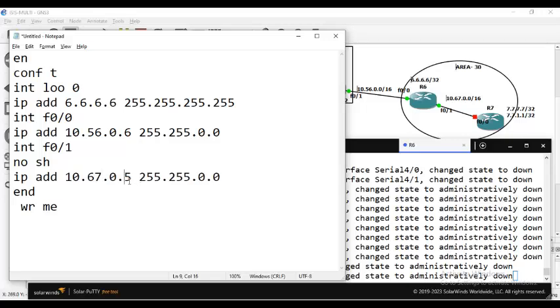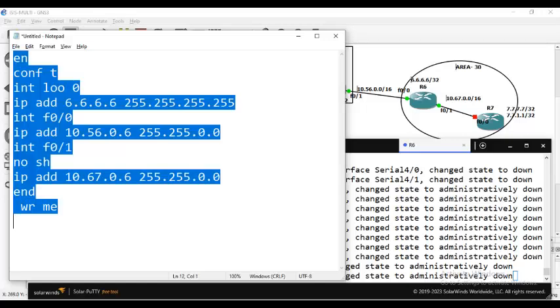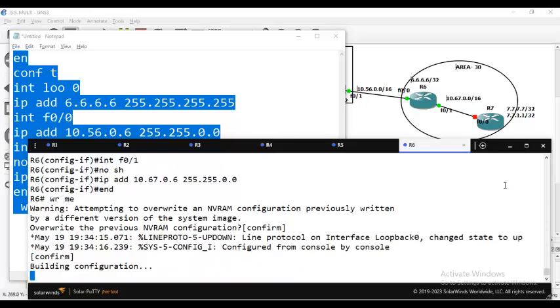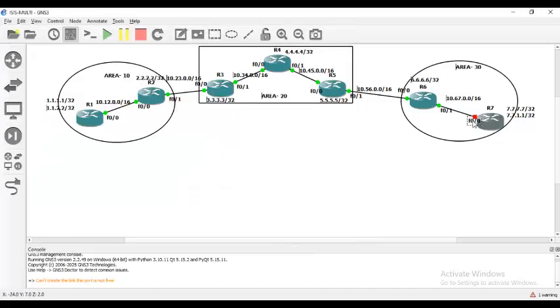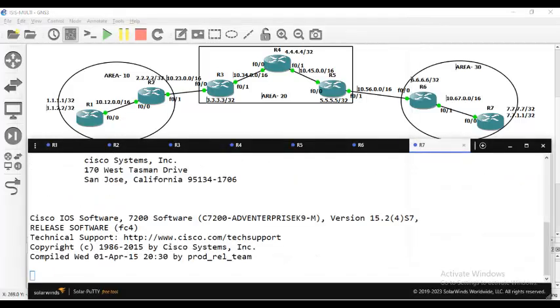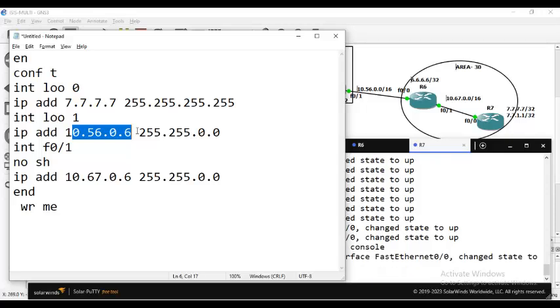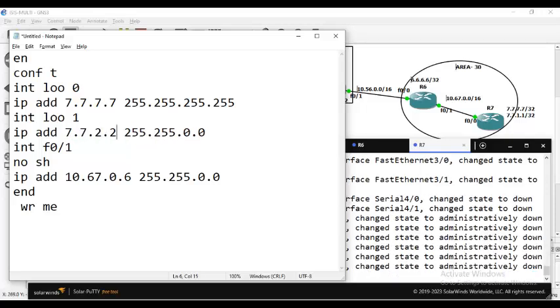Okay, now this has got two loopbacks. Loopback 1, F00 will have 7.